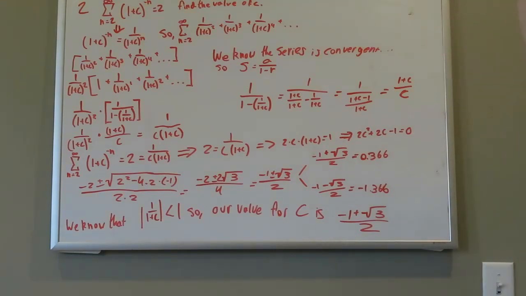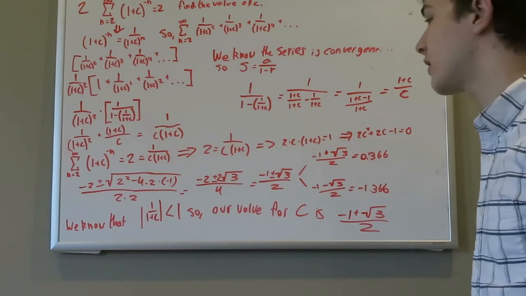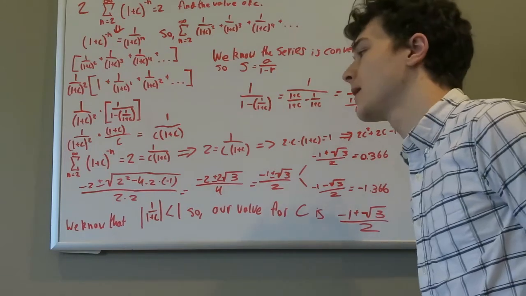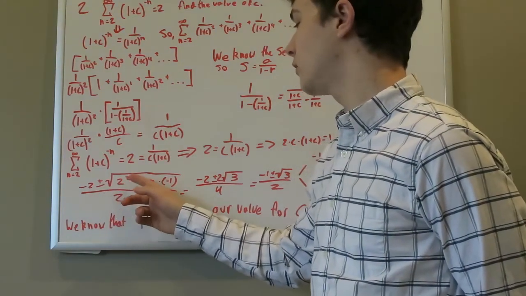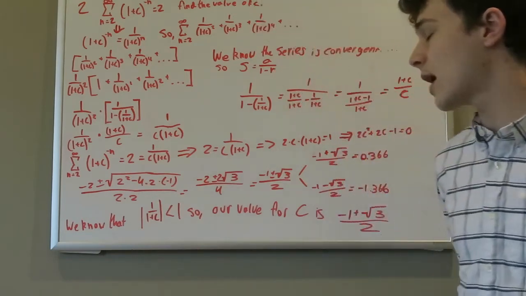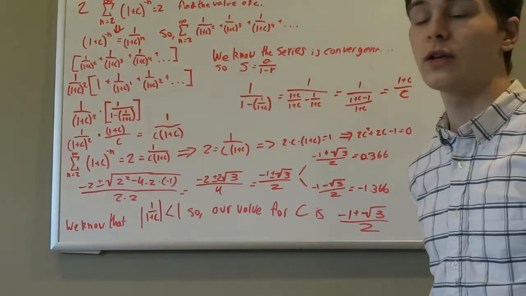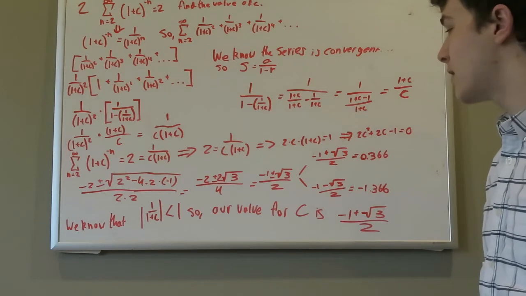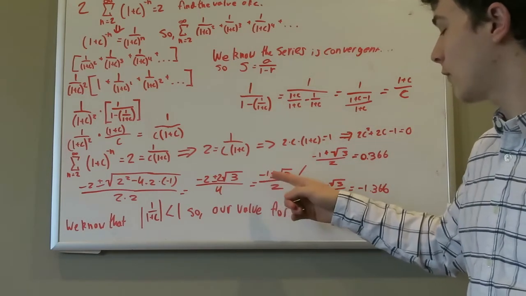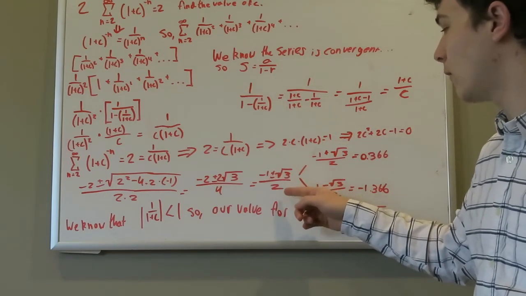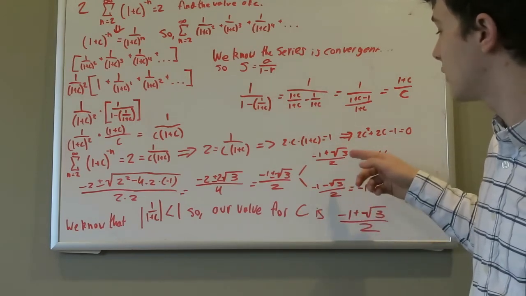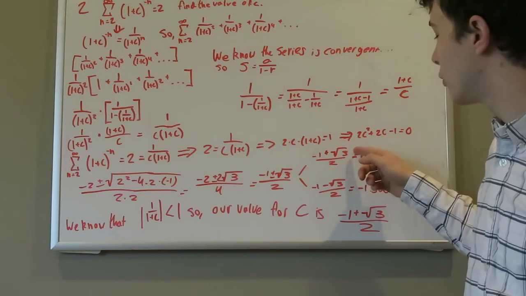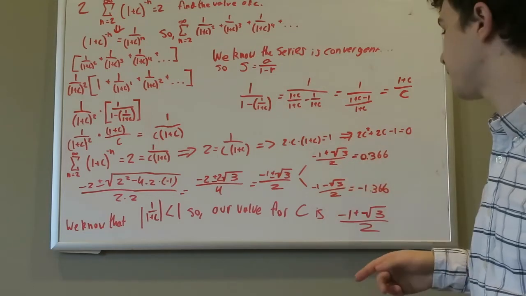I notice this is a quadratic, and to solve for c I just plug it into the quadratic formula. I have negative 2 plus or minus the square root of 2 squared minus 4 times 2 times negative 1, all over 2 times 2. This solves to negative 1 plus or minus root 3 over 2. Now we have two different solutions: we could be adding root 3 or subtracting root 3.